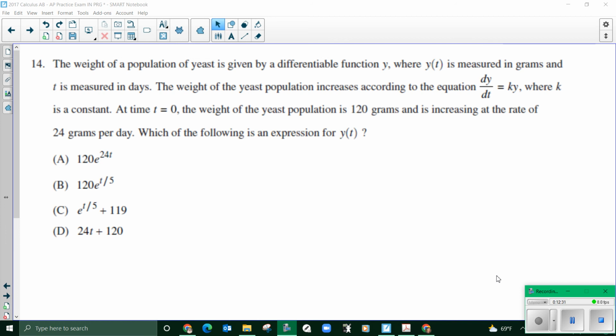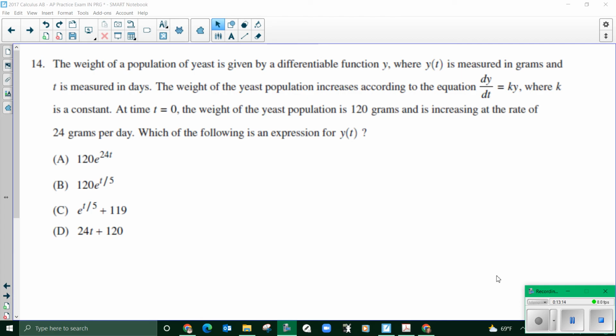Number 14. A little bit of a challenging problem, but follow me. The weight of a population of yeast is given by a differentiable function y, where y of t is measured in grams and t is measured in days. The weight of the yeast population increases according to the equation dy/dt equals ky, where k is a constant. At time t equals 0, the weight of the yeast population is 120 grams. That's probably going to help at some point. And is increasing at the rate of 24 grams per day. Which of the following is an expression for y of t?